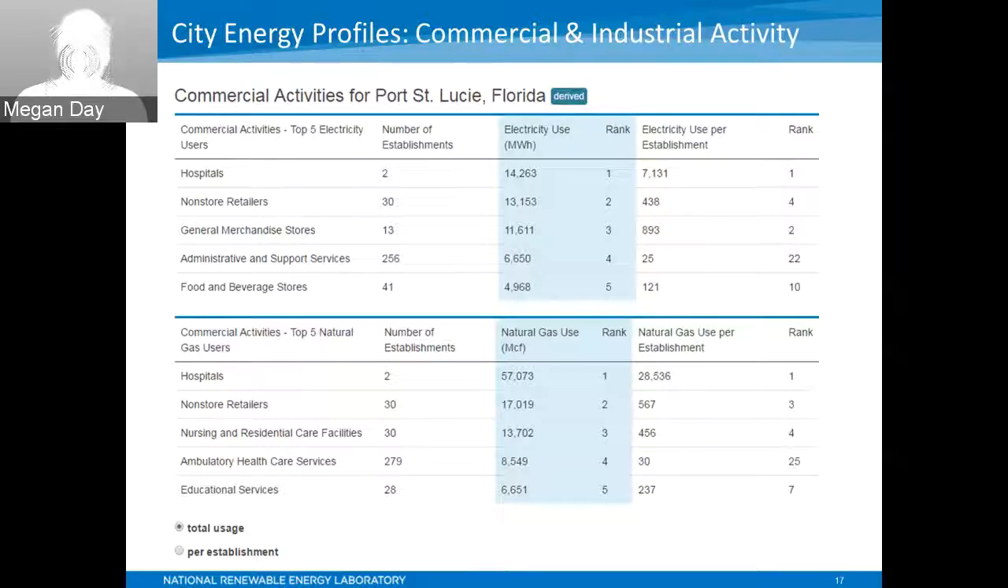So it's just a way for cities to better understand their energy context and look at the large energy consuming industries and perhaps ways to tackle and partner with those industries to reduce energy consumption.